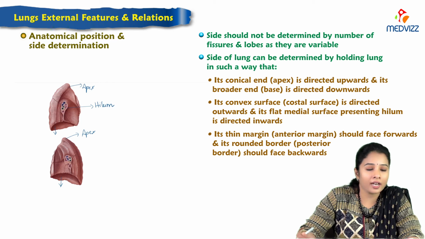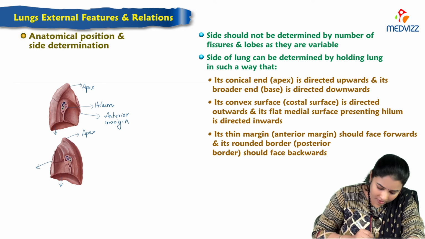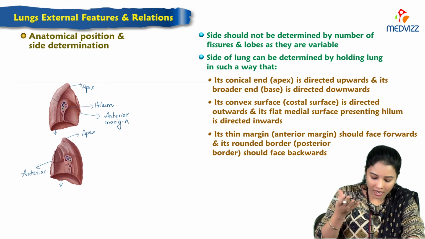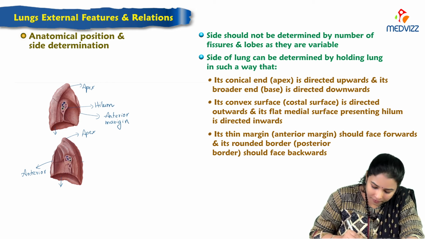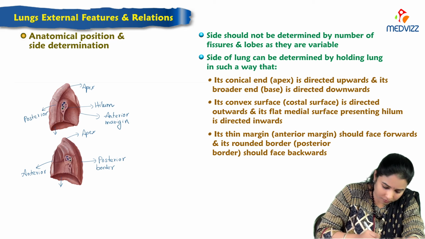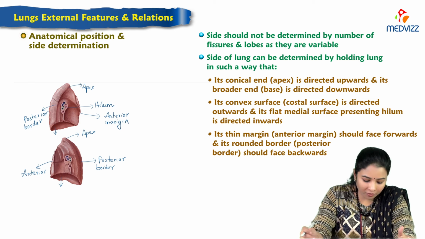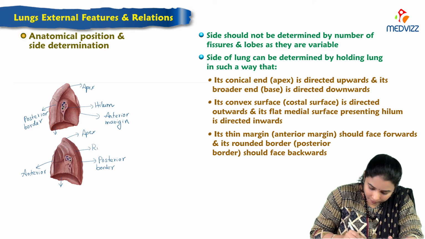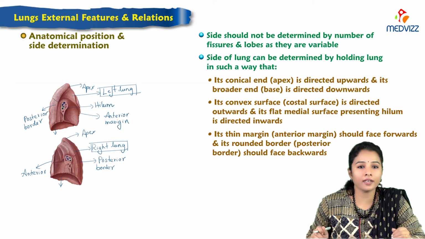And its thin margin is the anterior margin. This is the thin anterior margin. Here also we can see the thin anterior margin. So the thin anterior margin should face anteriorly, and the posterior border is rounded, so it is called the vertebral border. By seeing the anterior and posterior borders, we can determine the side. So this is the right lung, whereas this is the left lung. This is how we determine the site of the lung.